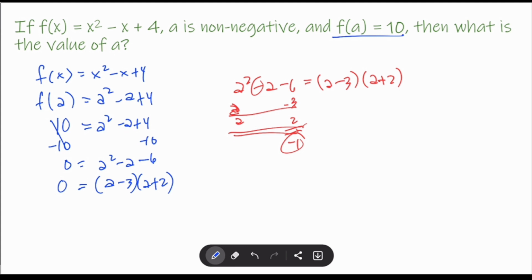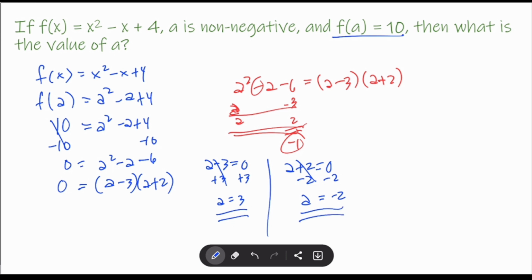So we can equate it in two separate equations. We have a minus 3 equals 0 and a plus 2 equals 0. And then we're going to solve both sides. We add 3 on both sides here, so a is equal to 3. And subtract 2 on both sides to make it 0, so a is equal to negative 2. The problem says that a should be non-negative, so this is not a possible answer. So the answer is a equals positive 3.